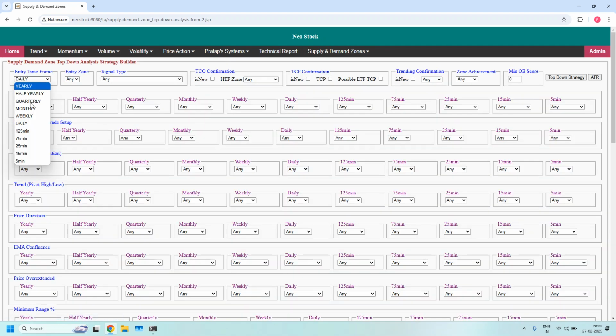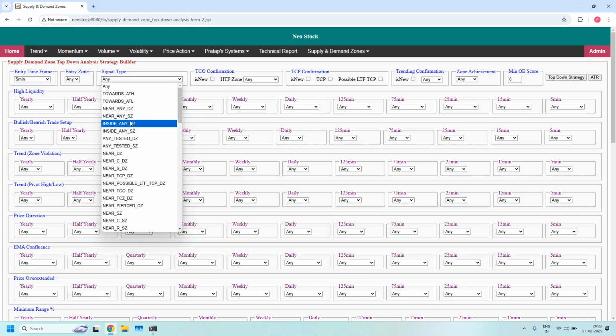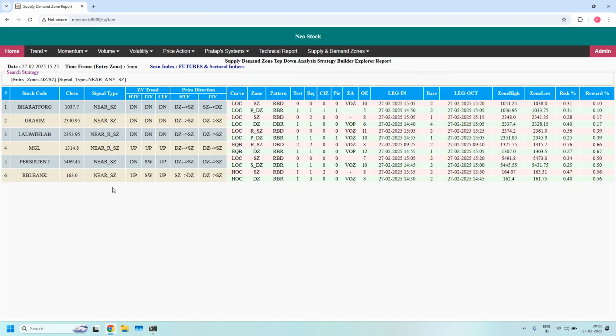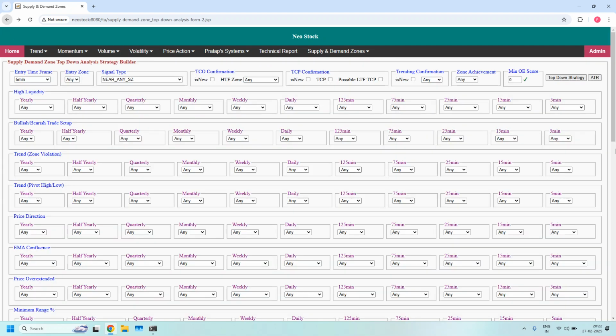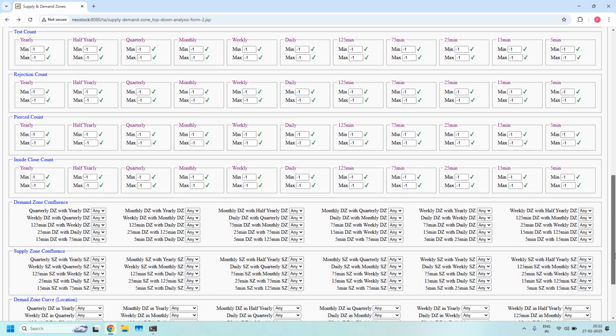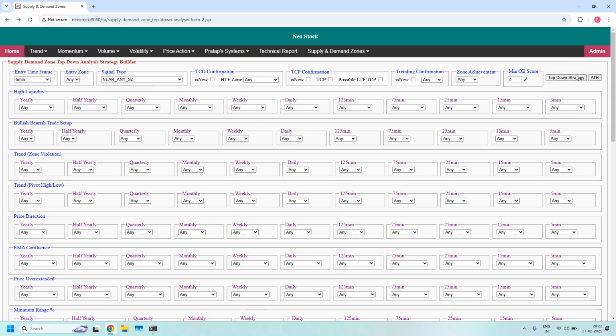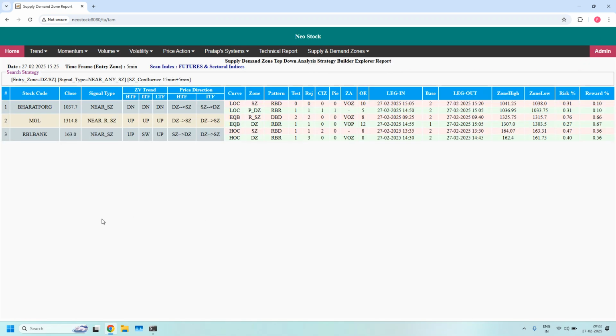Okay, next for 5 minutes time frame, stocks near the 5 minutes supply zone. We got 6 stocks. Out of these 6, how many are having ITF supply zone Confluence? Let us verify. That is 5-minute supply zone with 15-minute supply zone Confluence. I am enabling the filter. With this filter we got 3 stocks. So these 3 5-minute supply zones are overlapped with 15-minute supply zones.